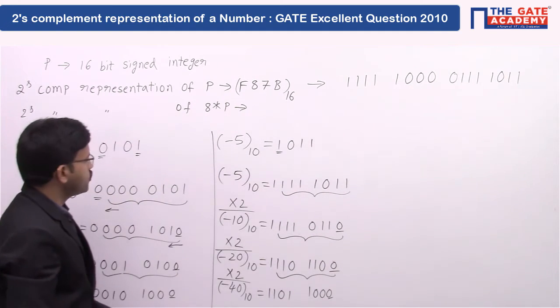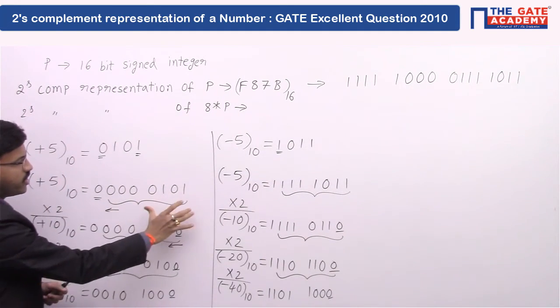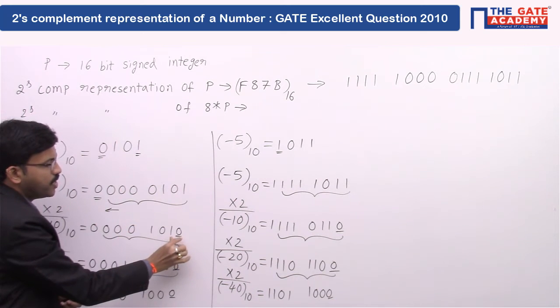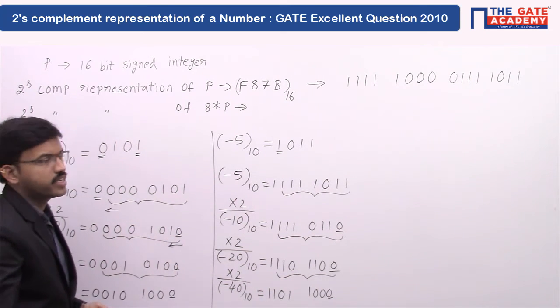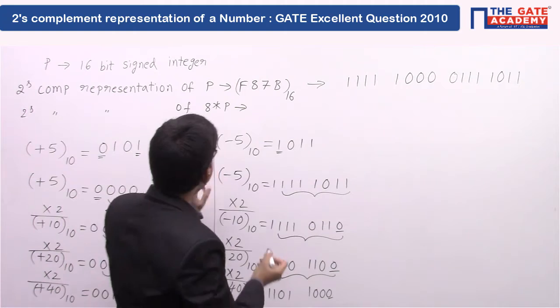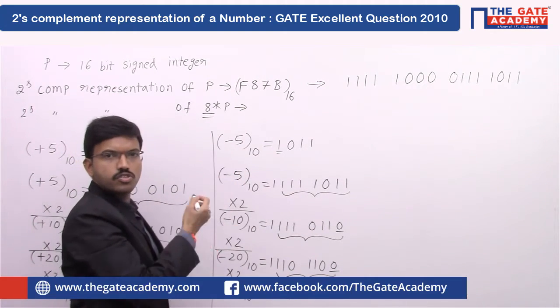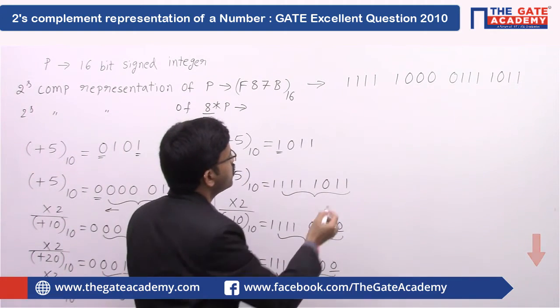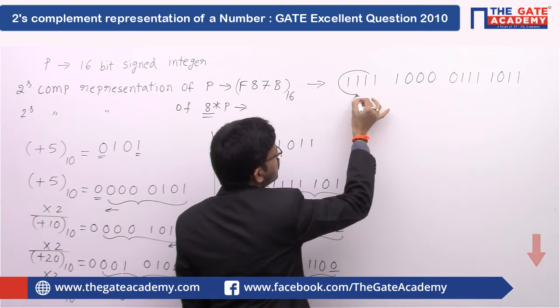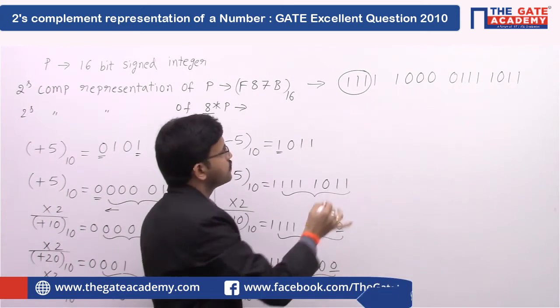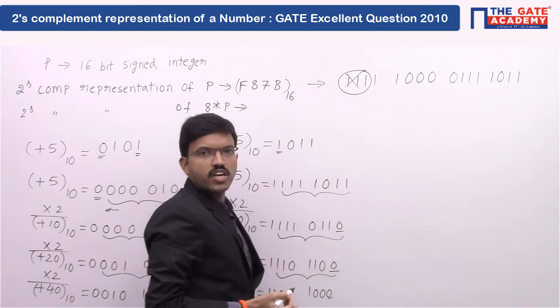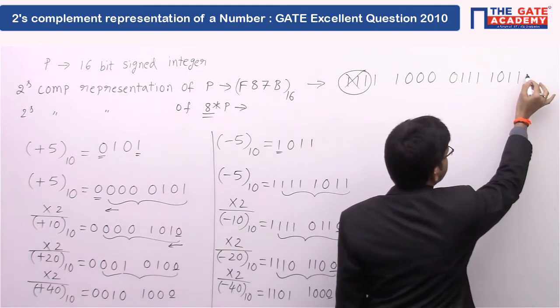Okay, see here, if you observe, each and every time we do the left shift, the LSB will be empty, and I am placing 0. Here we have to multiply with 8. That means we have to do left shift 3 times. So whatever the 3 bits I have here, ignore them, and here I will put 3 zeros.